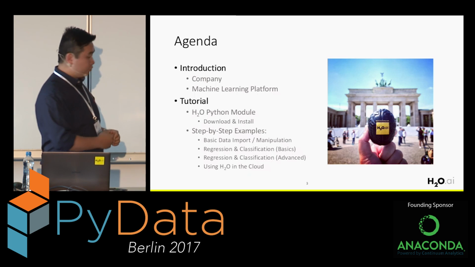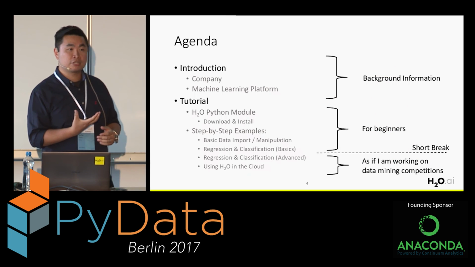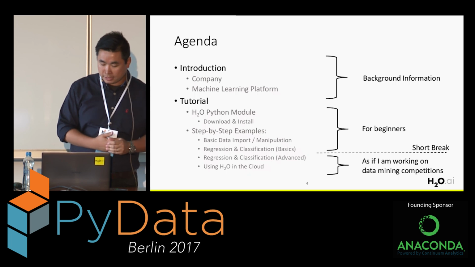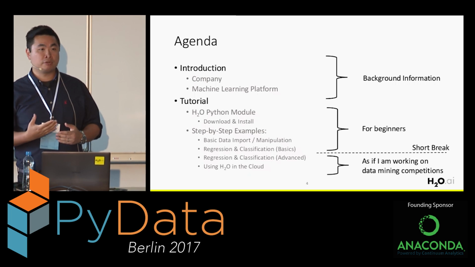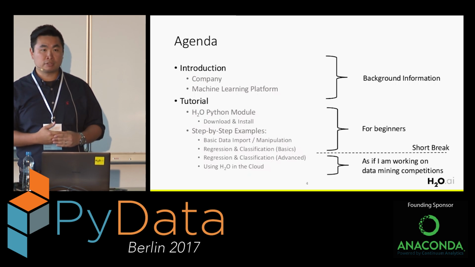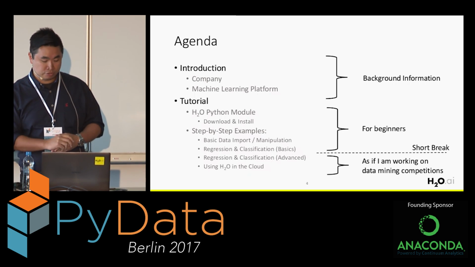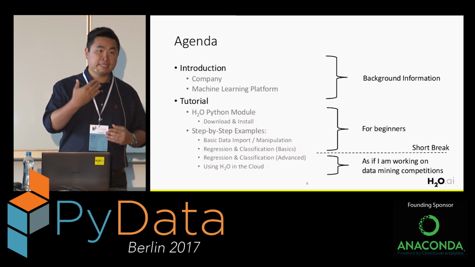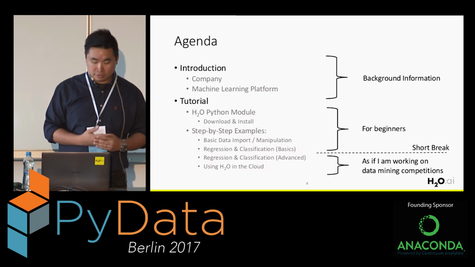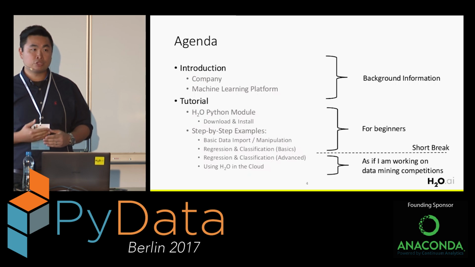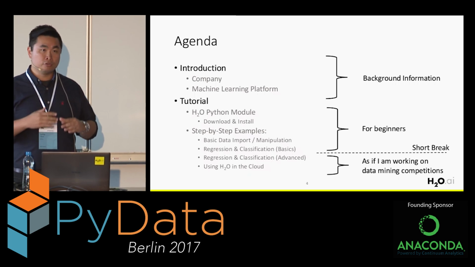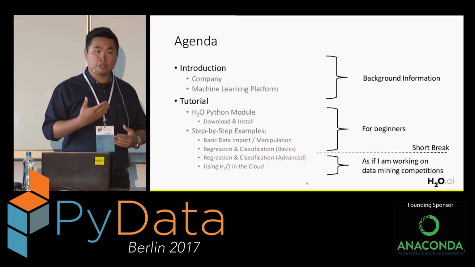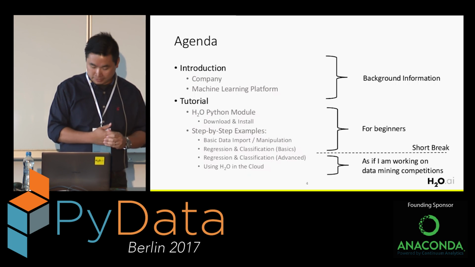First of all, I want to give you a really quick introduction of the company and the machine learning platform that we have. It's also called H2O. And then we will move on to the hands-on tutorial, where you will have all the Jupyter notebooks and all the data in that GitHub repository. The first half is only for beginners, so it's mainly about the basic usage of H2O in Python. And then we will have maybe a 5-minute short break. After that, I'll go on to a bit more advanced features of H2O, as if I'm trying to use H2O for data mining competitions.